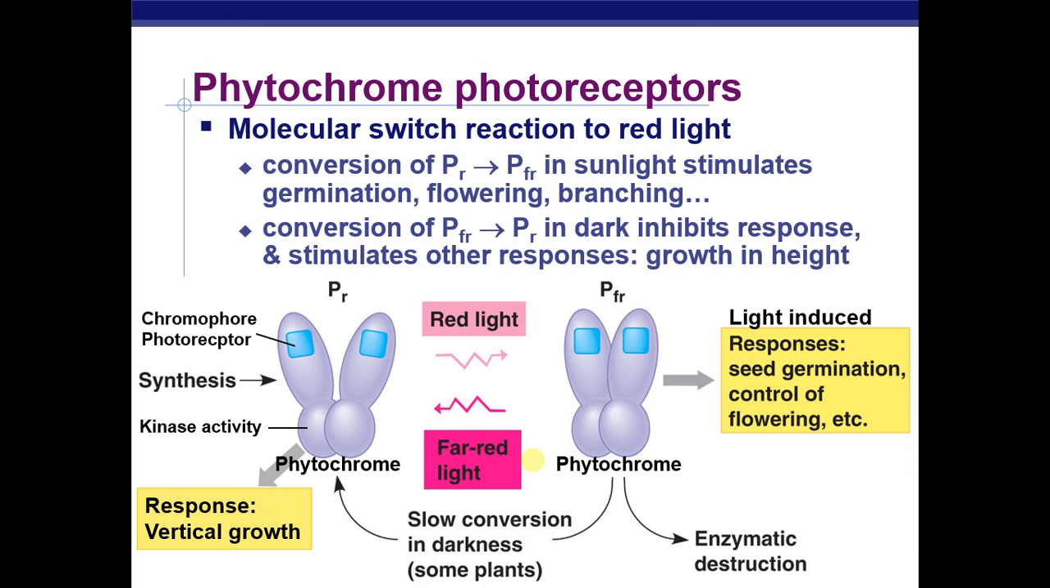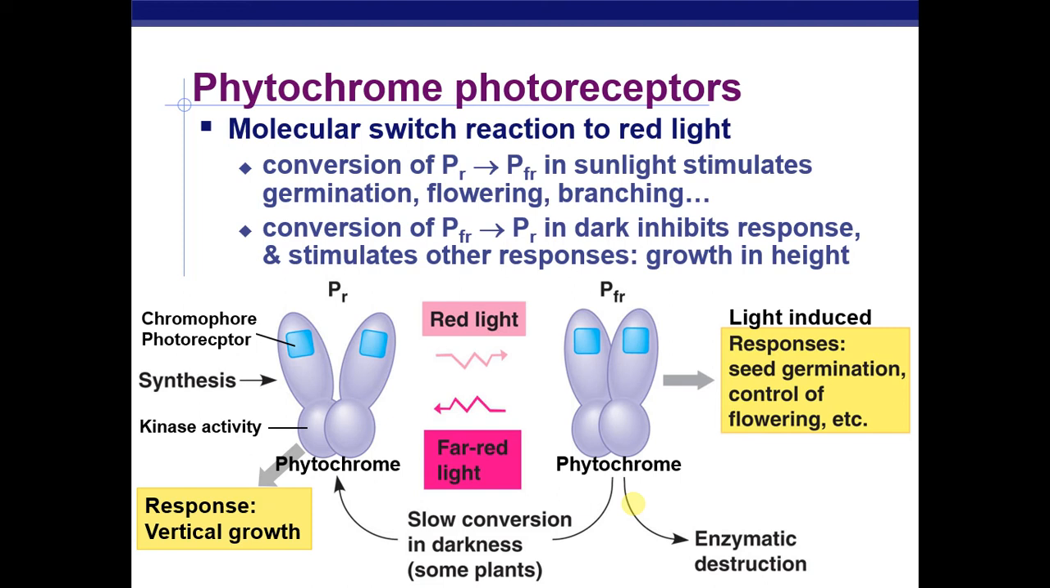So it can have two states, the PR state and the FR state. The PR state stands for red, and FR stands for far red. So red light is light that has a high concentration of red wavelengths. This is usually what you'd find in open sunlight. And far red light has a high concentration of farther red, deeper wavelengths, what you would find in shade or in darker regions.